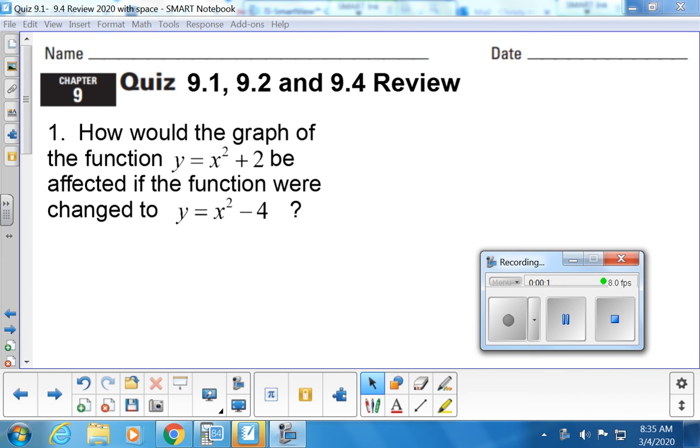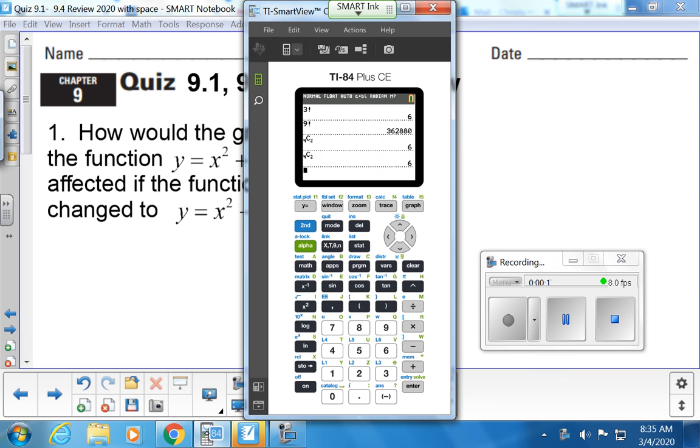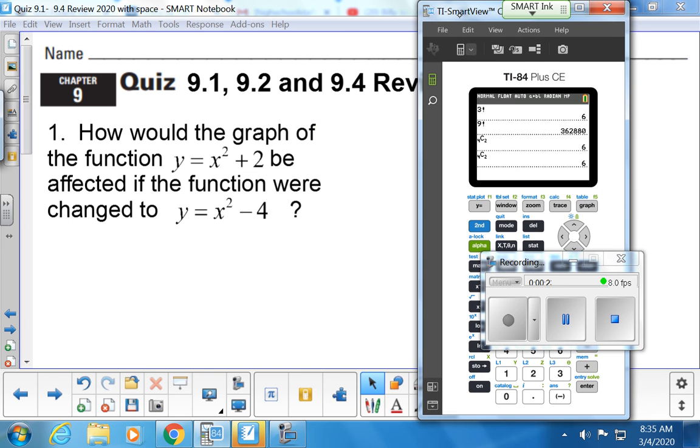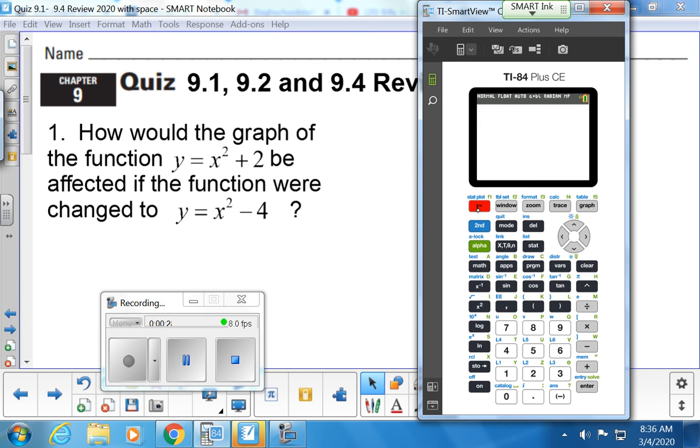Number 1, how would this graph be affected if the function were changed? Now, we are doing everything today in our handheld graphing calculator because the teachers have decided no Desmos on the quiz, but we'll have maybe a Desmos portion of our test. So graph the first graph, x squared plus 2, and take a peek at what it looks like. Take a mental note of that. It's my blue graph, since I have a colored calculator.